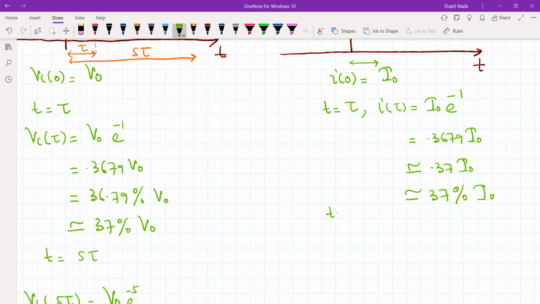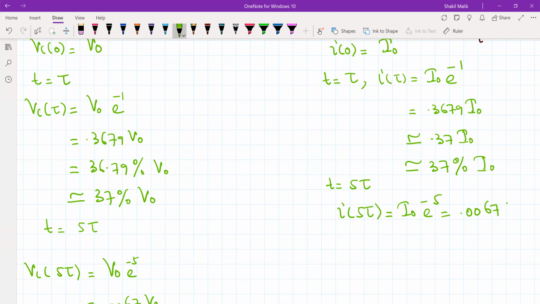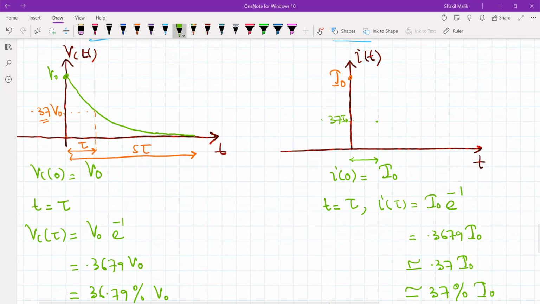Now at t equal to 5 time constants, what's the inductor current? I at t equal to 5 time constants will be I naught e to the power of -5. So that's equal to 0.0067 times I naught. So that's approximately equal to 0. So in 5 time constants, if you say this is tau, and then this is 5 time constants, the inductor current almost drops to 0 here. Okay, so it drops to 0.